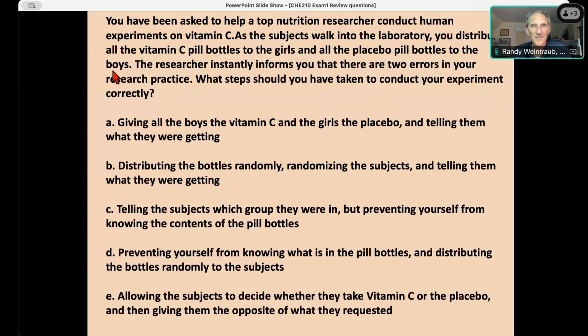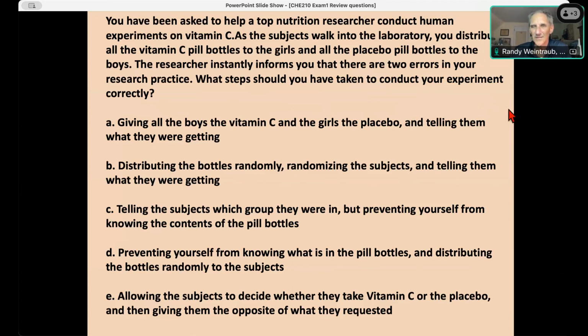All right. So this one is about a study. You're asked to help a top nutrition researcher conduct a human study on vitamin C. As the subjects walk into the lab, you distribute all of the vitamin C pill bottles to the girls and all the placebo bottles to the boys. The researcher instantly informs you that there are two errors in your research practice. What steps should you have taken to conduct the study correctly?